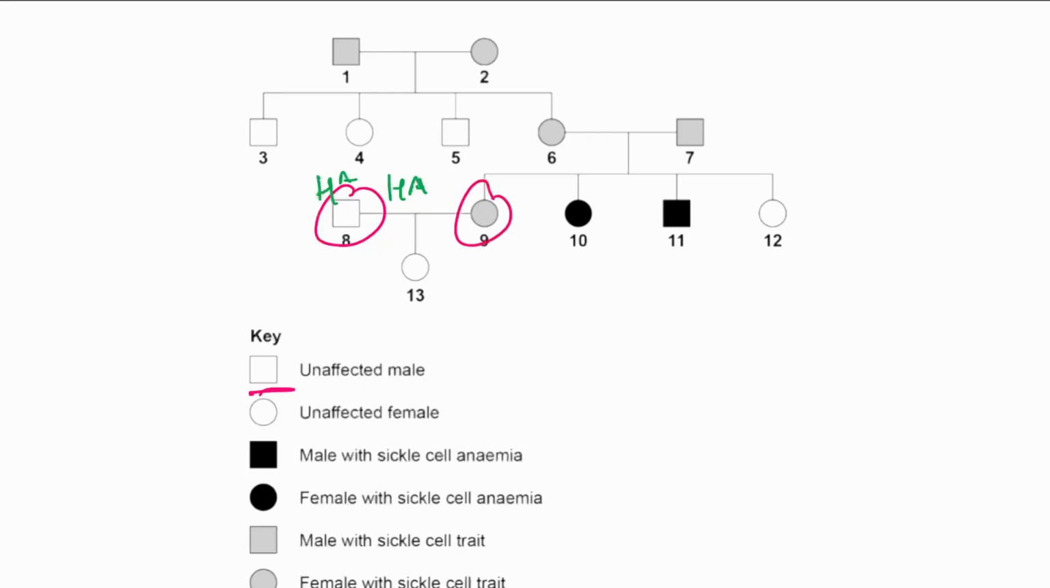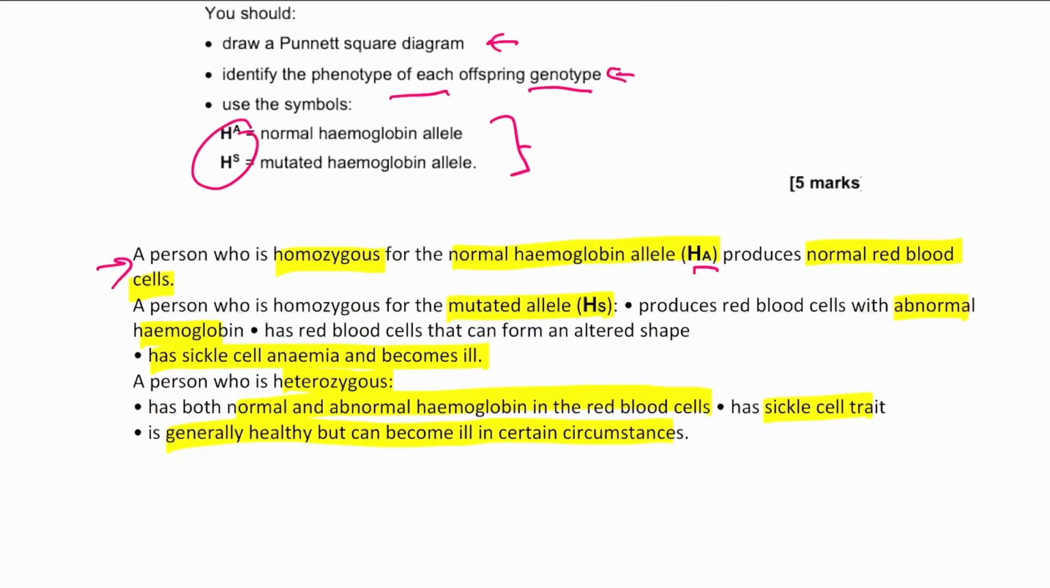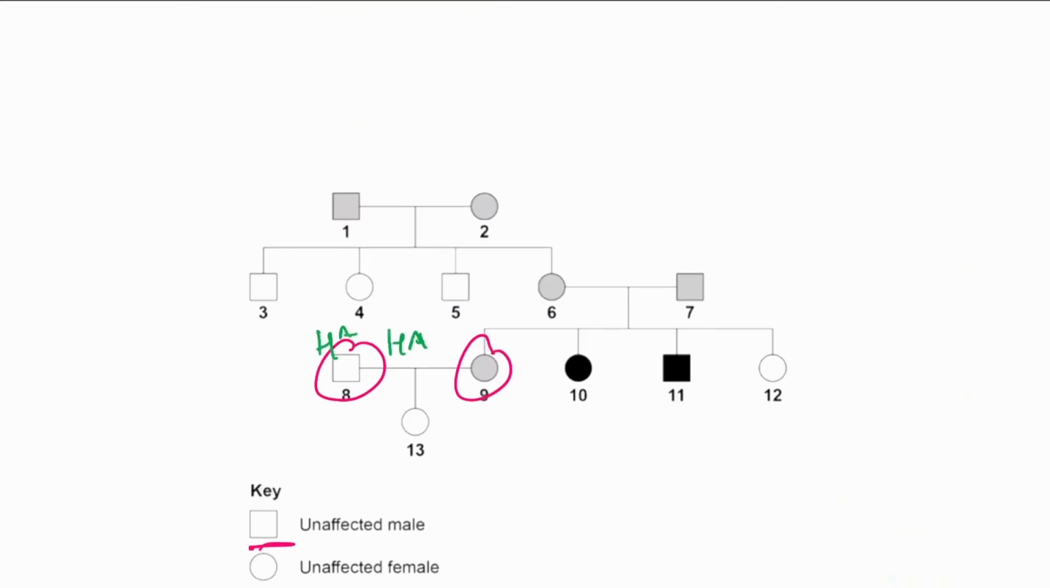And then the next thing is number 9. So number 9 over here is going to be a female with the sickle cell trait. And so what does that mean? Well, if you go down over here, a person who is heterozygous has both normal and sickle hemoglobin in the red blood cells and has the sickle cell trait. Okay, so basically what that means is if they're heterozygous, they have one of each type. So they have an HA and they also have an HS.